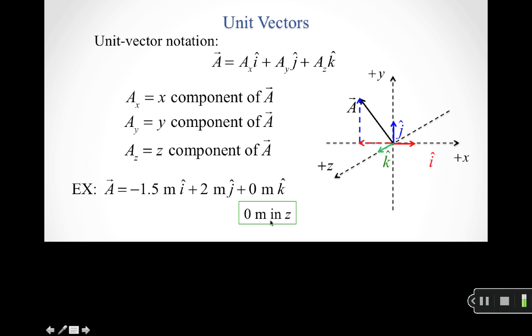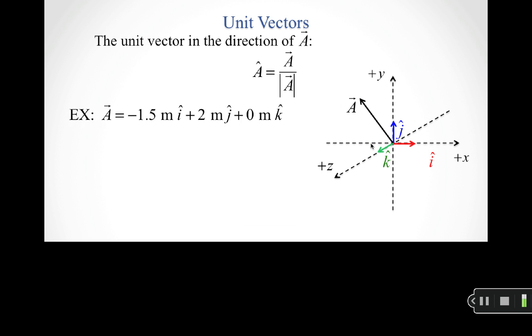0 meters k hat says I don't need to move at all into or out of the page. So vector A, because it has a z component of 0, lies in the plane of the board here. It doesn't point out towards us, or into the diagram at all. And so this is one of our ways of reporting a vector using unit vector notation. It's a fairly straightforward procedure where you tell me what the component is times the unit vector that goes with that component, and then we just add all those things together.